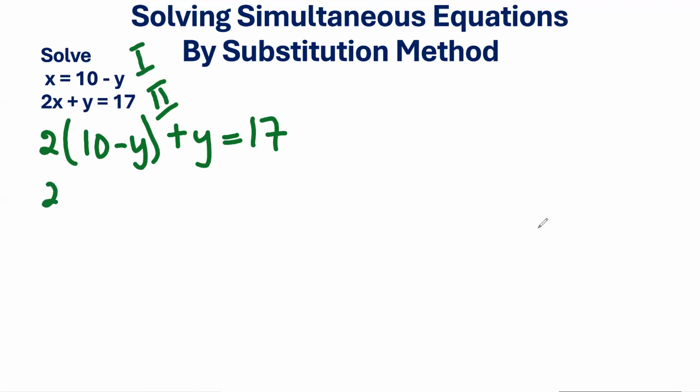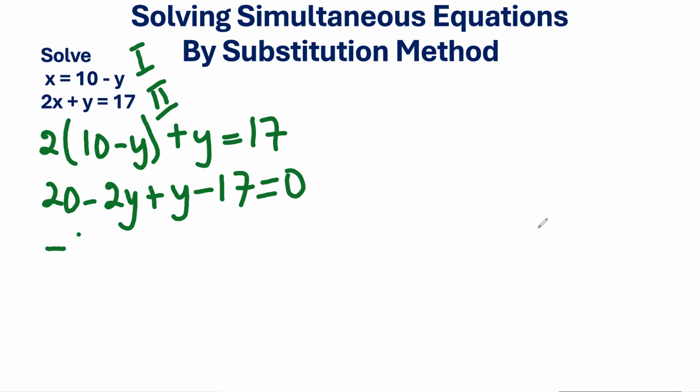2 multiplied by 10 is 20, then minus 2y plus y minus 17 is equal to 0. From here you can find the value of y. Minus 2y plus y, solve the like terms. Minus 2y plus y will give you minus y, because 2 minus 1 is 1 and the sign of 2 will come. 2 is having negative sign. 20 minus 17 will give you plus 3 is equal to 0.